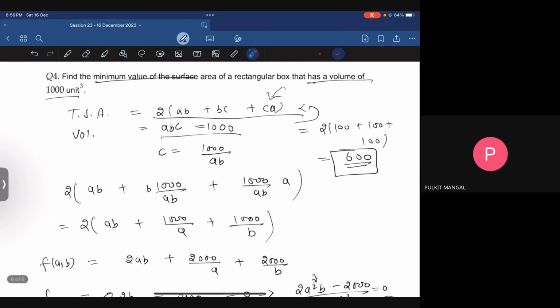And it is asking for the minimum value of the surface area. So that would be just this: 2 times 100 plus 100 plus 100 is 600. Okay sir, I got it, sir.